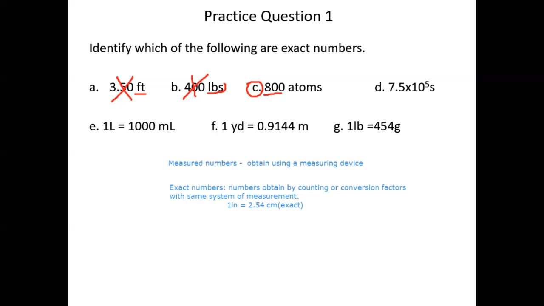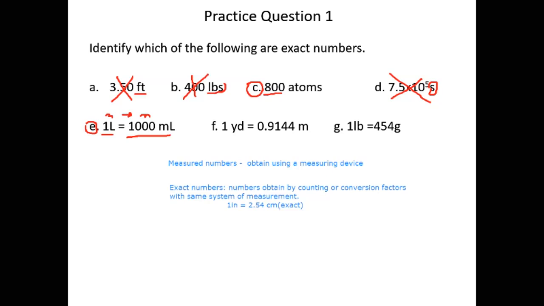Next, we have 7.5 times 10 to the 5th seconds. Seconds is a measured quantity, so this would be a measured number with 2 significant figures. Now we have 1 liter is 1,000 milliliters, so a liter is a metric unit, and a milliliter is a metric unit. So this is a metric to metric conversion factor. So that is an exact quantity.